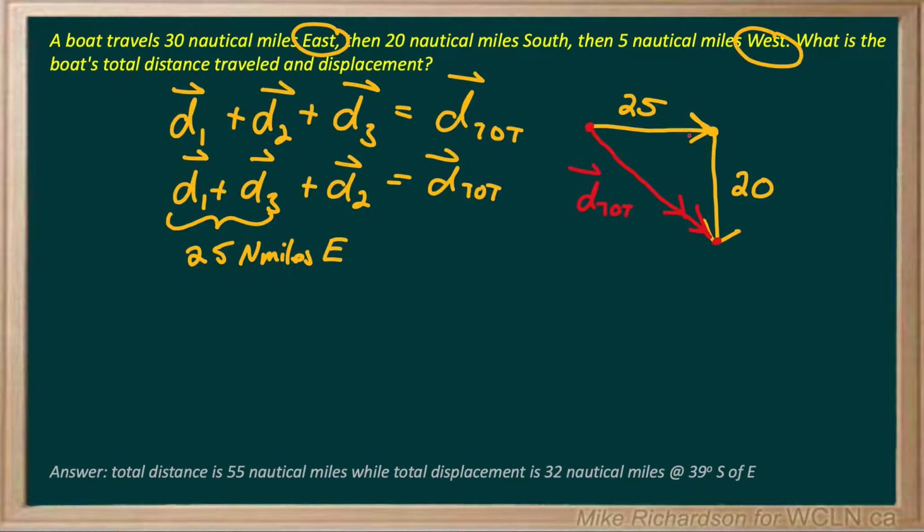Now, how do we calculate that? Well, you can see you've got a right triangle. A squared plus b squared equals c squared. Simple Pythagorean theorem. And when you do that, you get a total displacement of 32 nautical miles.